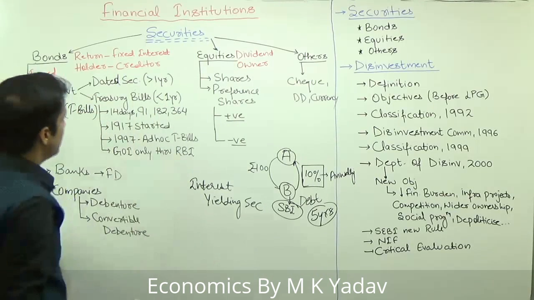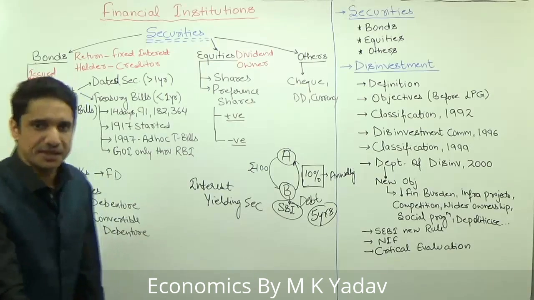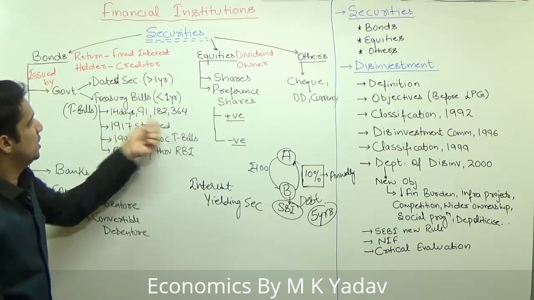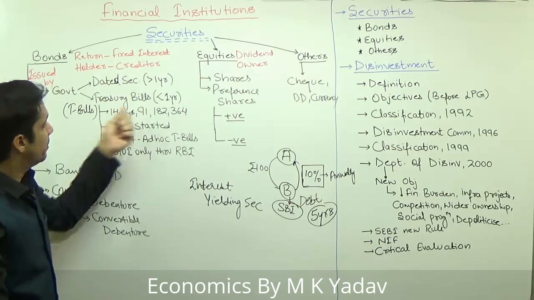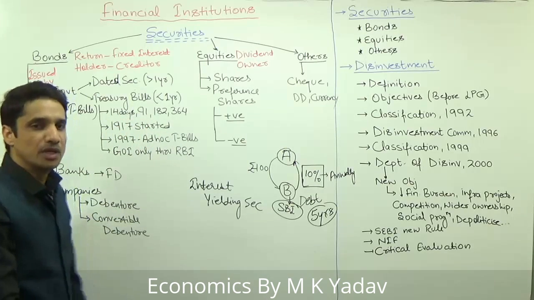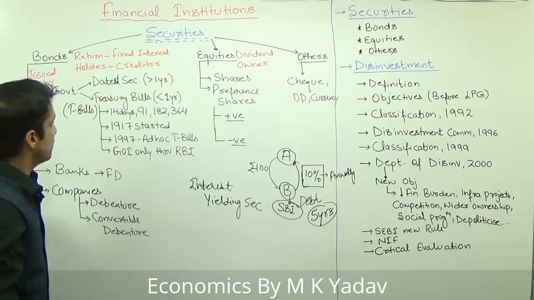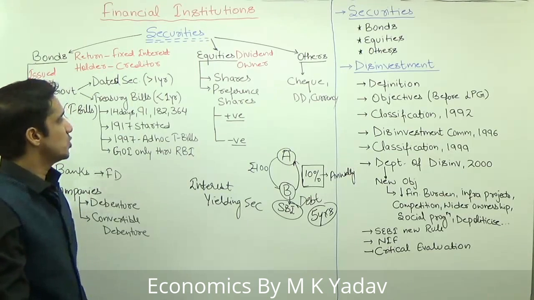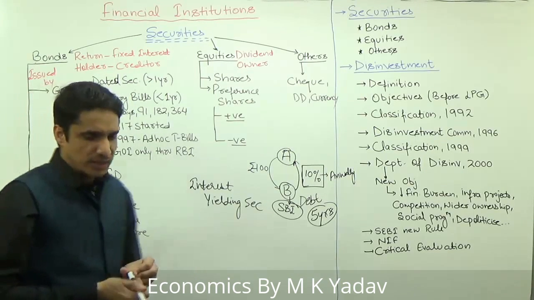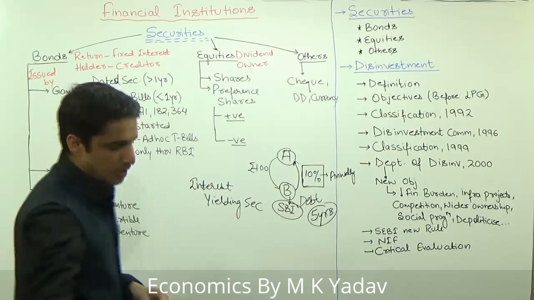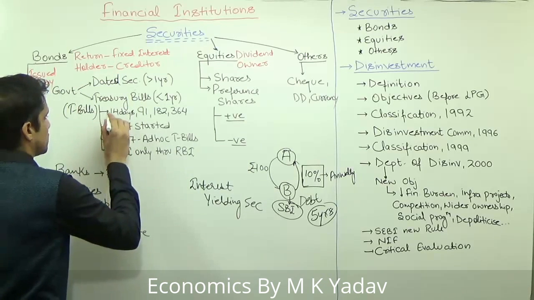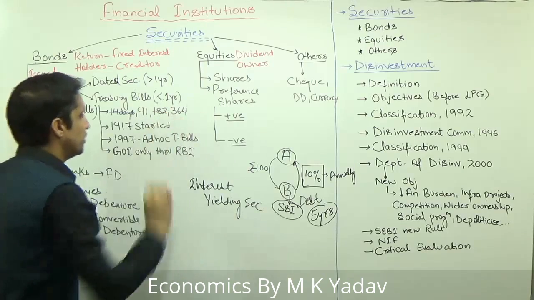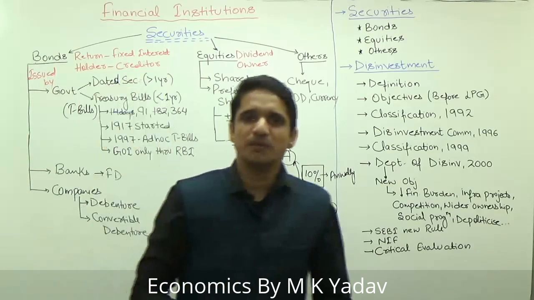So the maturity period of T-bills is less than 1 year, and there are 4 types of T-bills issued by the government depending on the maturity period. The first type is 14 days, the second one is 91 days, the third one is 182 days, and the fourth one is 364 days. But 14 days is not much used, 182 is also not much used, 91 and 364 are very much prevalent.